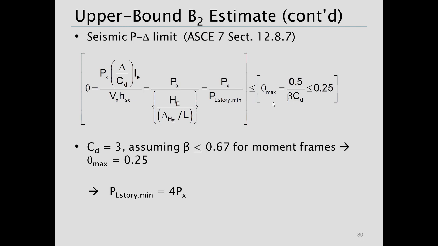So this is the same as before, except for the moment frames. Typically for moment frames, it's usually a reasonably good assumption for a multi-story moment frame to assume that beta can be less than or equal to 0.67. Basically meaning that the actual lateral load at essentially a first yield condition is going to be less than or equal to 2/3 of the overall lateral load, say in a pushover type of analysis once we get to the lateral load capacity of the frame. And so if we go with that as our assumption, then the theta max on the frame is 0.25. And similar to before, instead of 6 though, we get 4 times P sub x for our PL story minimum.